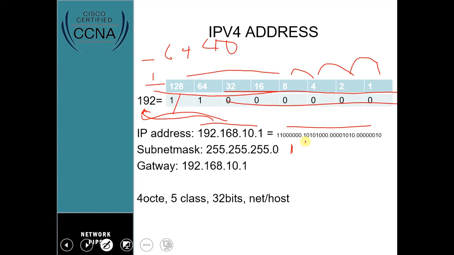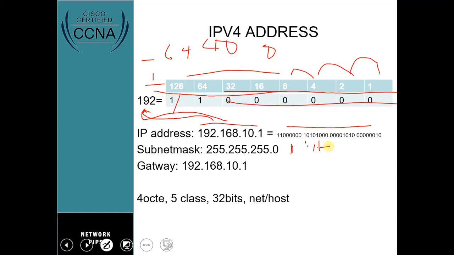So 64 cannot go through. I add 0 to 64. So what can go through? 32. 40 minus 32 is going to give me remainder 8. So remainder 8, I add 1 to 32. 16 cannot go through, we add 0. Then remainder 8 can go through. We add 1, 8 minus 8 will give you 0. Then the rest will be 0.